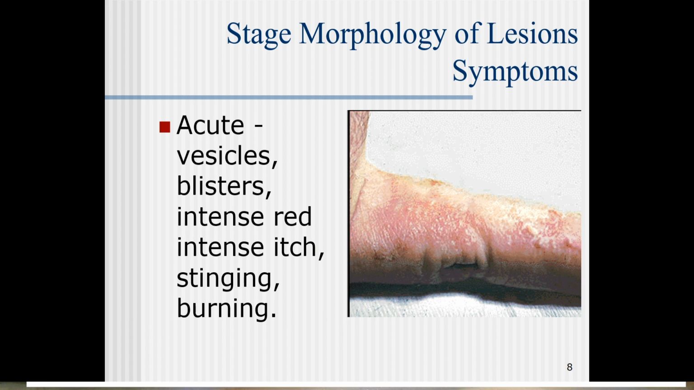Stage, morphology of lesion, symptoms. Acute process: vesicles, blisters, intense red, intense itch, stinging, burning.